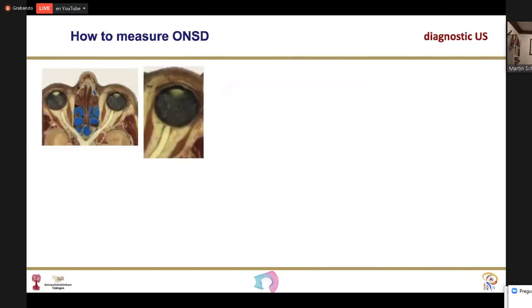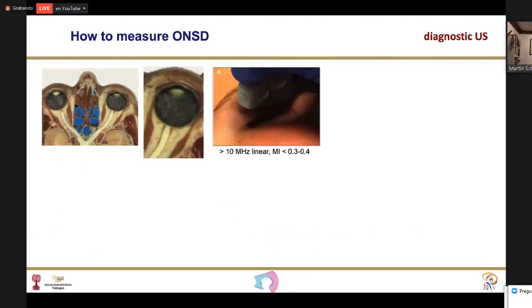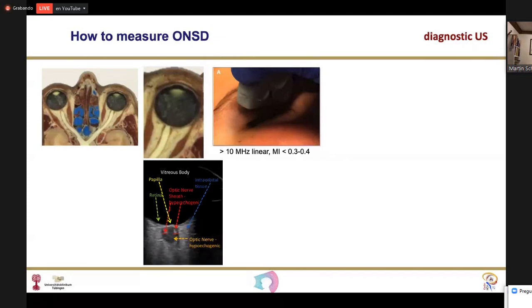So how you measure the ONSD, if we have the eye here in the anatomical cross-section, we take an ultrasound above the eye. It should be a 10 megahertz linear probe with a mechanical index. You have to adjust this and lower this so as not to damage the eye bulb. And then this is what you get.